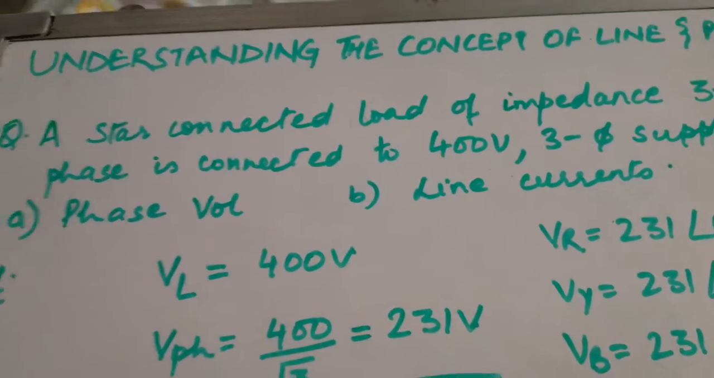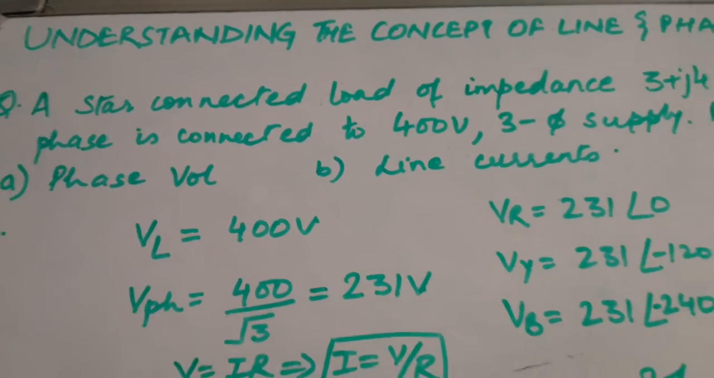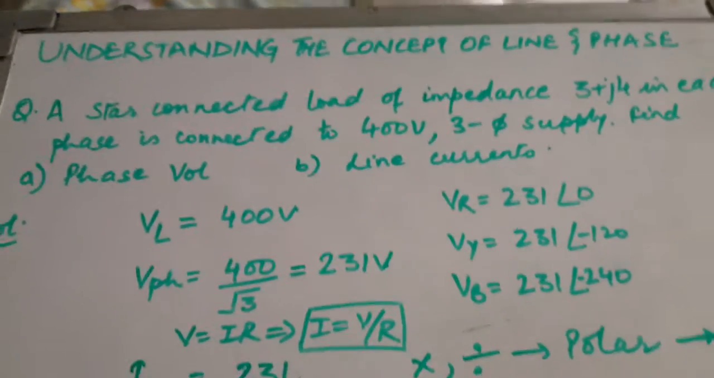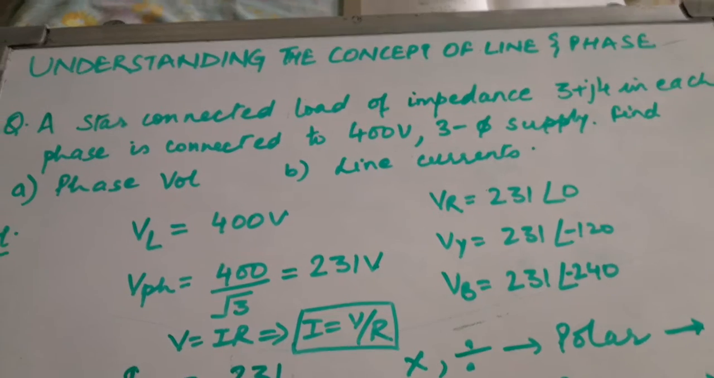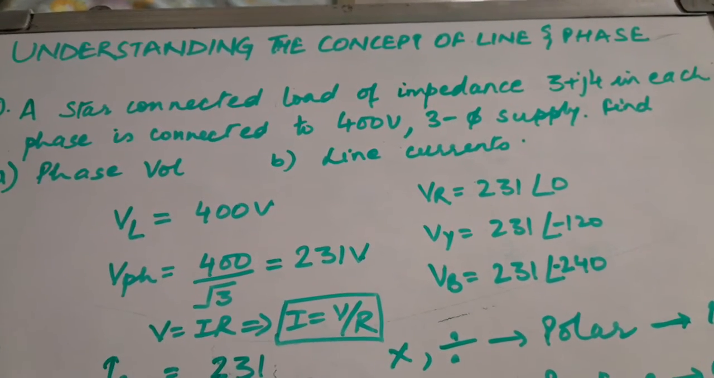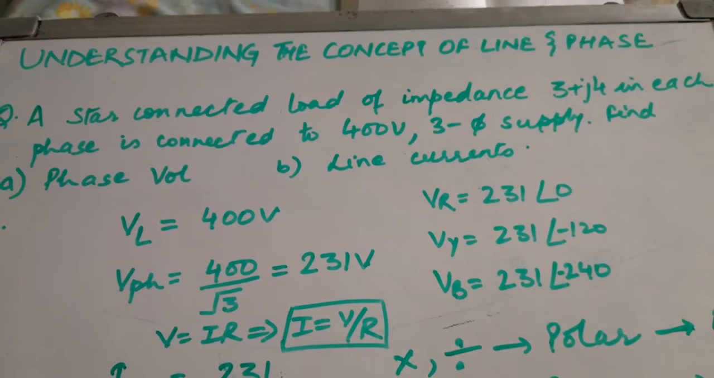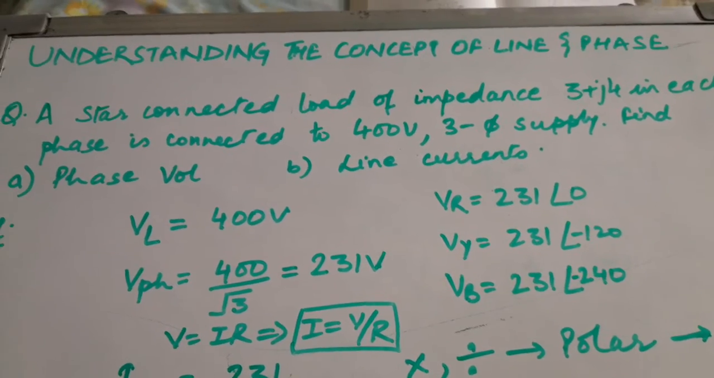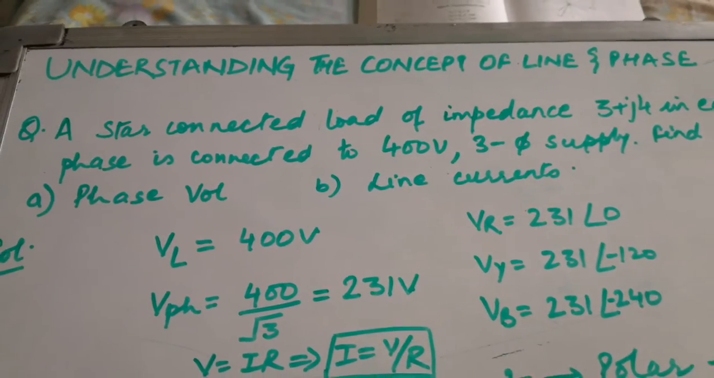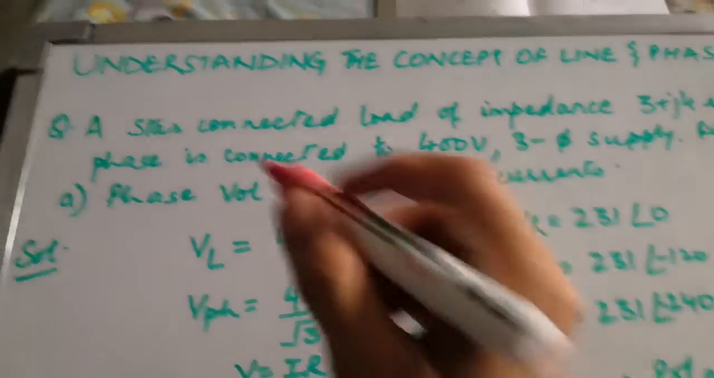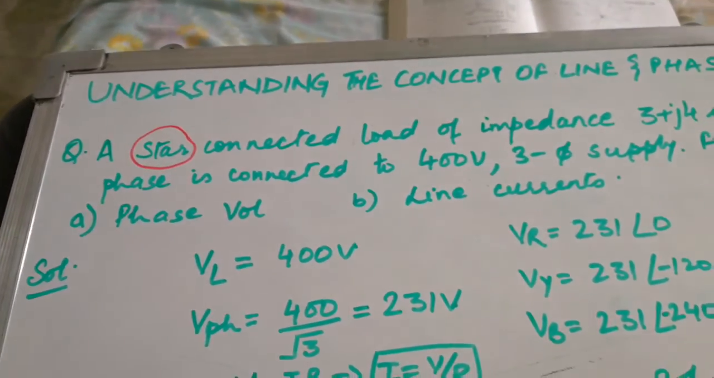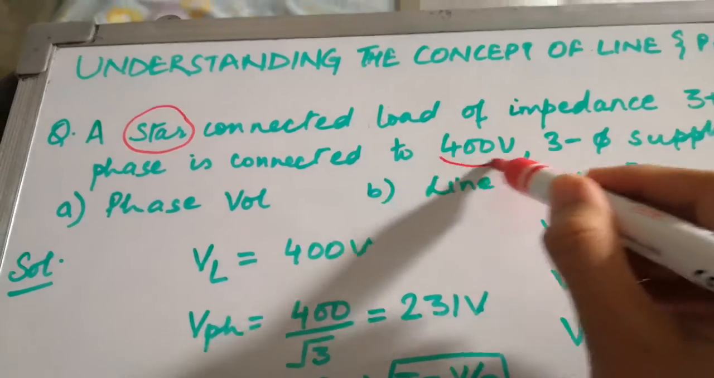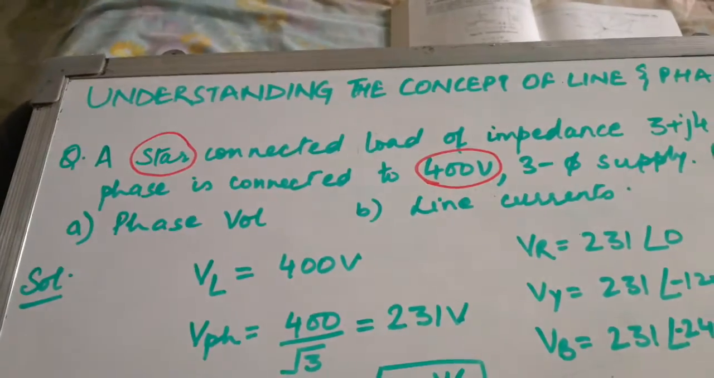So here we come to our first numerical. If you read it carefully: a star connected load of impedance 3 plus j4 in each phase is connected to a 400 volts 3-phase supply. Find the phase voltage and the line currents. The two things you should carefully notice are what connection type it is and what voltage is coming on the lines.